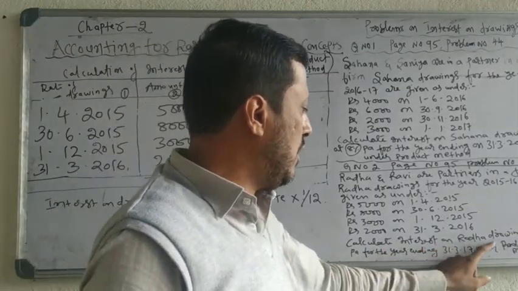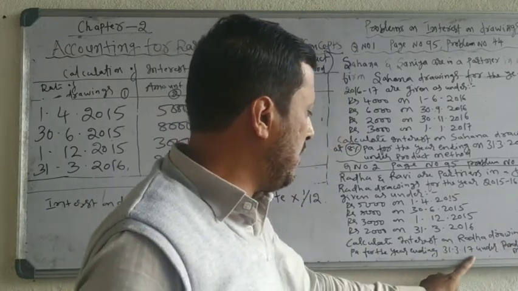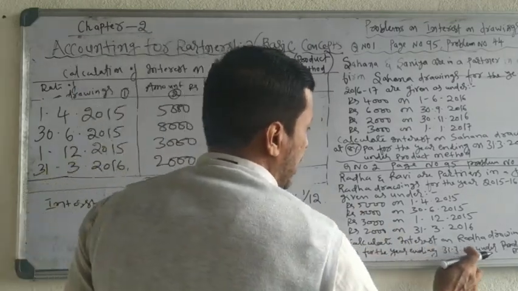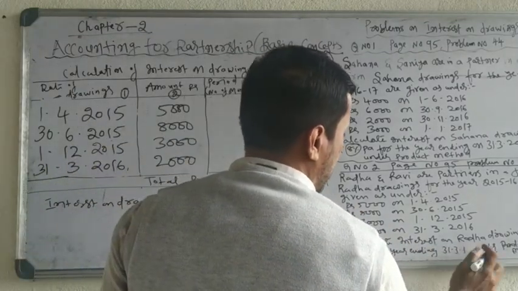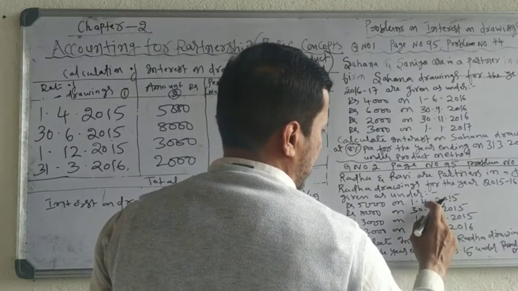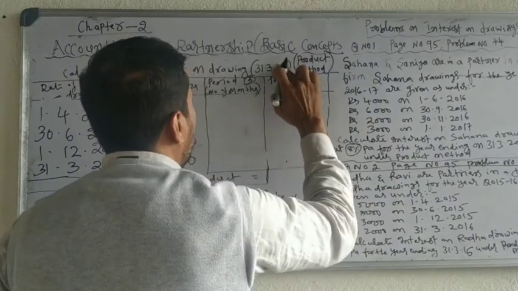Calculate interest on Radha's drawings at 10% per annum for the year ending 31/3/16 under the product method. So the year end date is 31/3/16. So for 2015 to 16, it is 31/3/16.